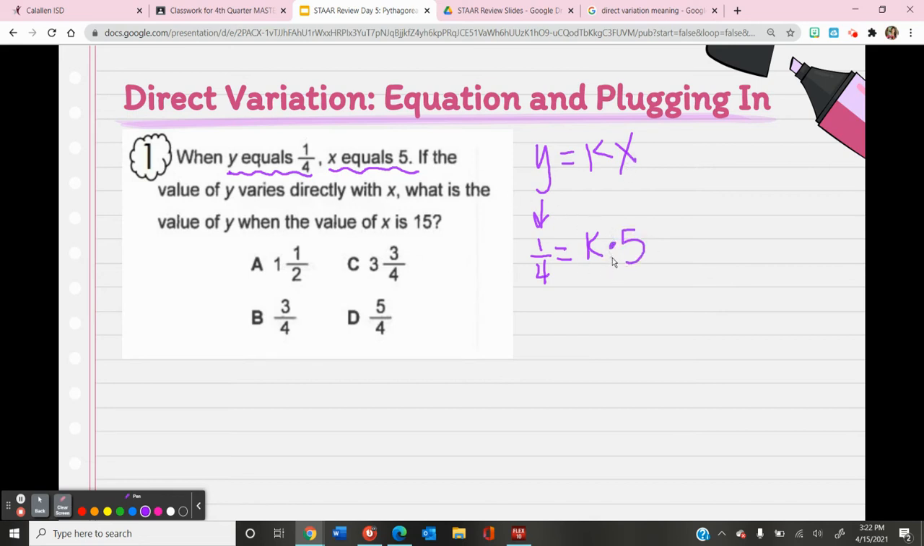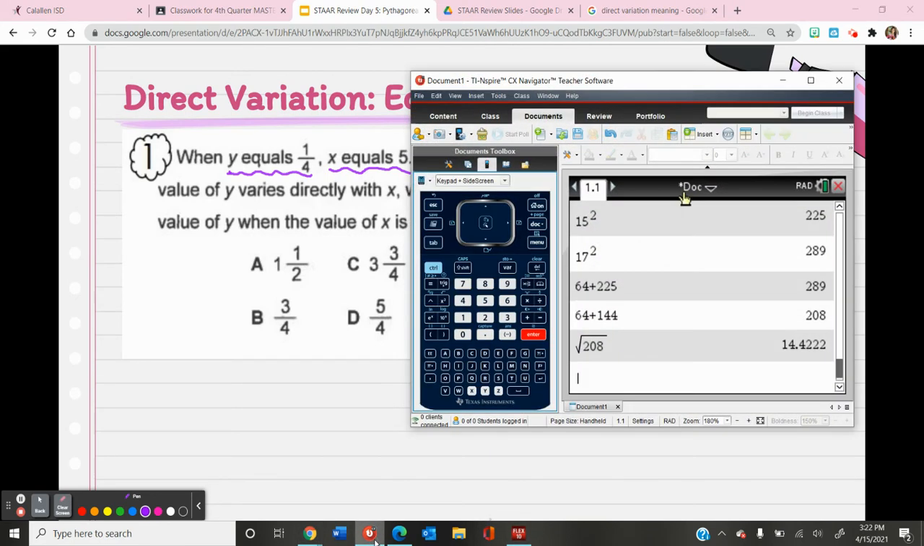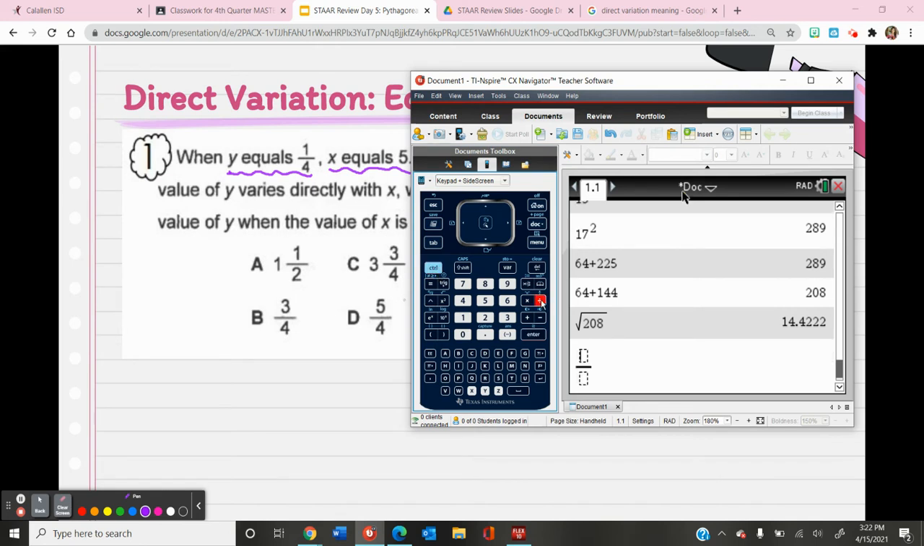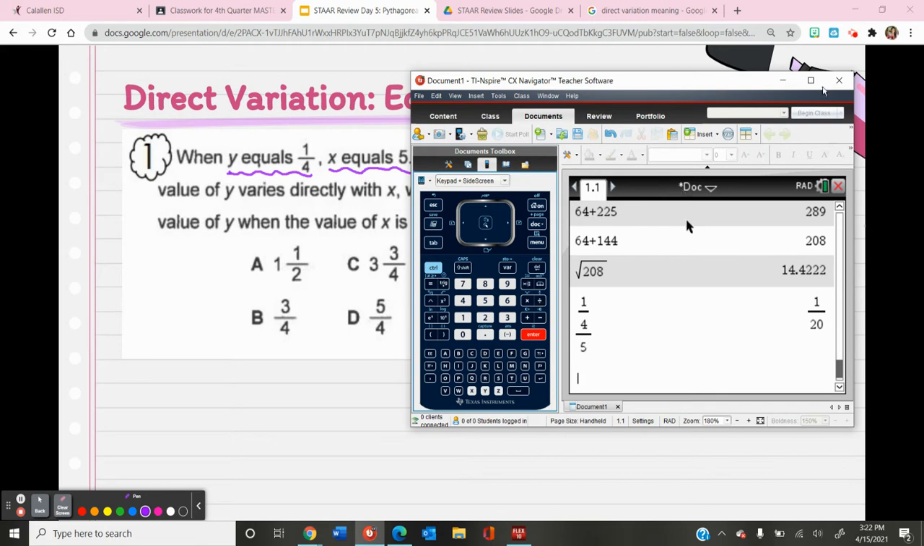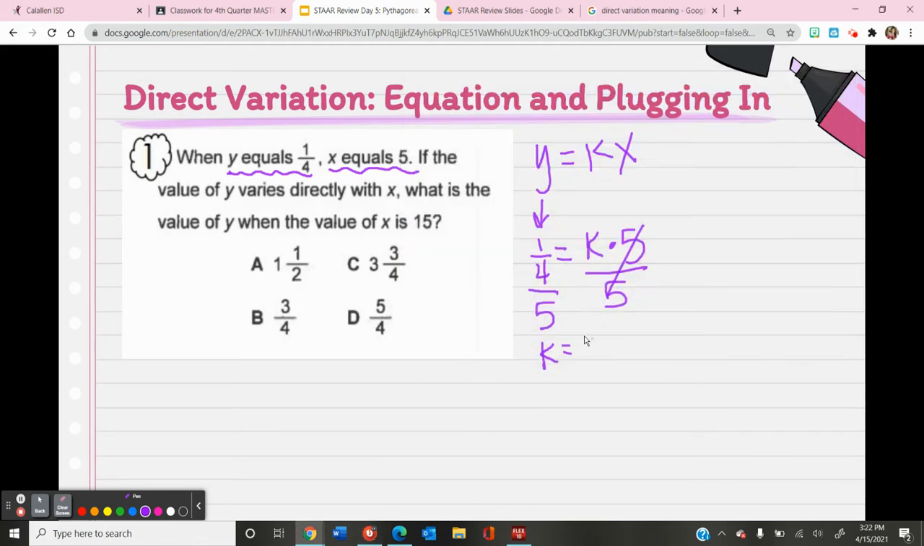Again, I'm trying to find the value of k. Right now, when I multiply by 5, it equals 1 over 4. So I want to single k out. To do that, I need to divide by 5 on both sides. When I do that, this cancels out, and I get k equals 1 over 4 divided by 5. For starters, I'm going to do control divide. On top, I have 1 over 4, and on the bottom, I'm dividing this by 5. And there I get 1 over 20. So k equals 1 over 20. Again, this is just my constant of proportionality.